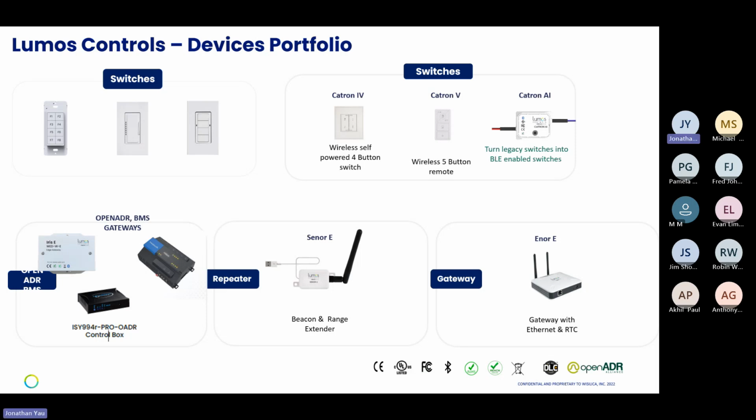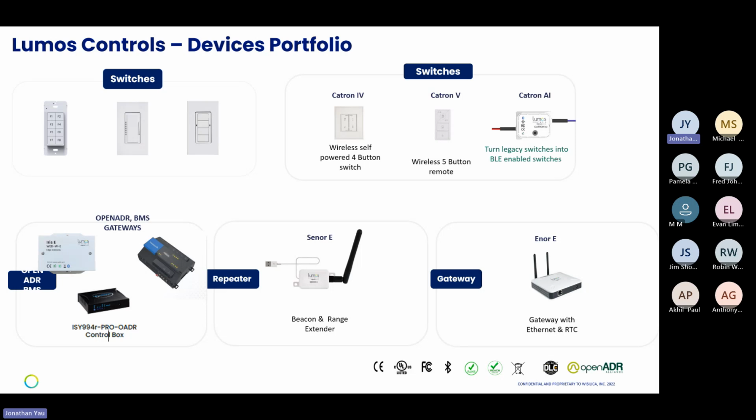And we also have a repeater just in case our Bluetooth signal doesn't reach far enough. You can add a repeater that just repeats the Bluetooth signal. So if you have a sensor that is somewhat remote, the sensor will still work with the controls that are far away. And last of all, we have our NRE, which is our regular gateway.